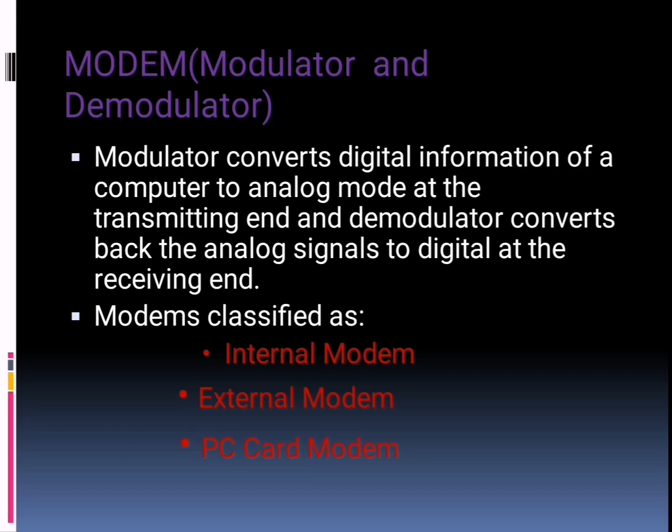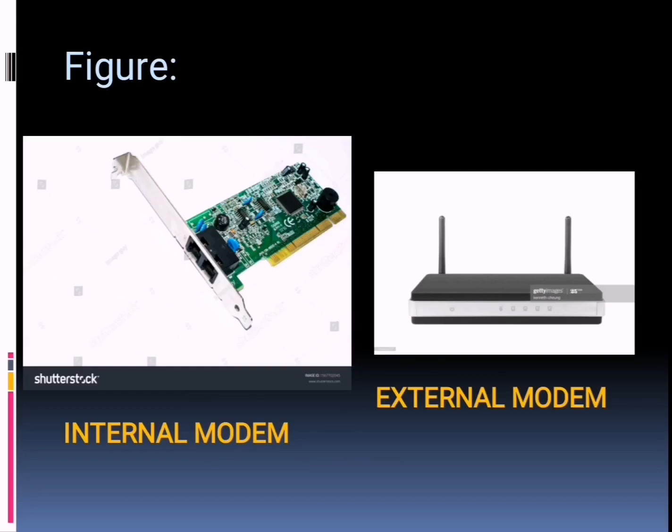Internal modem is already there inside your computer, already installed in a computer. It is in the form of a card that is inserted into any one of the slots on the motherboard. See the image of internal modem. It will look like a PCI card, but it is the internal modem which is already there in your computer. Now coming to the external modem, this is installed outside of the CPU.